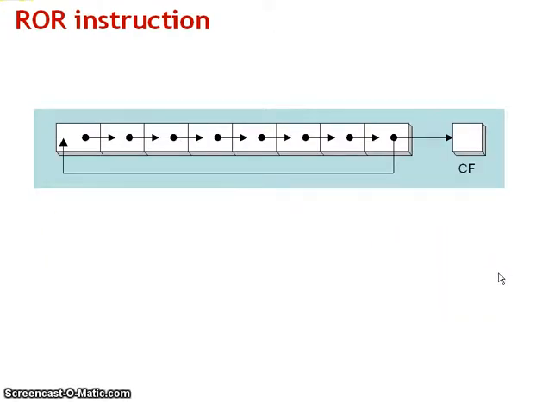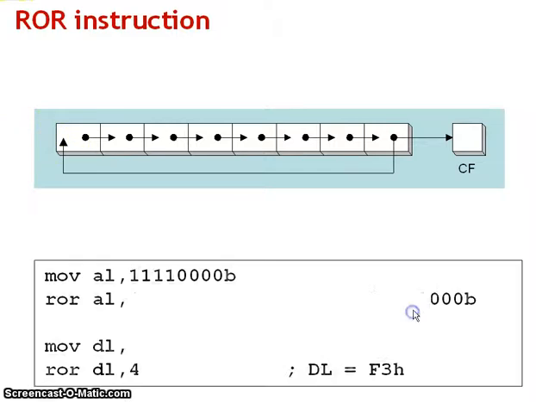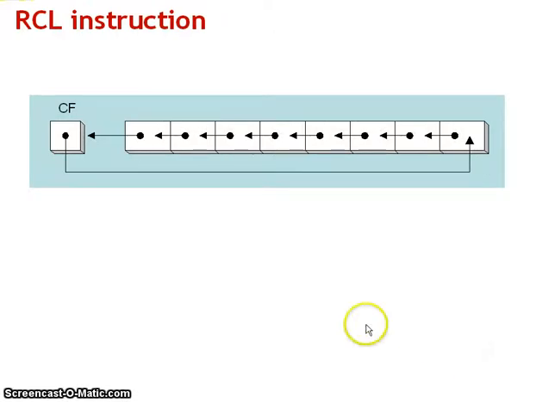Similarly, we have ROR instruction. Here the bits are shifted towards right. The rightmost bit goes to carry flag and the same rightmost bit goes to the MSB. For example, for the same previous data, if AL contains 11110000B, ROR AL, 1 makes AL 01111000B. The application of these rotate instructions is to exchange the nibbles of a particular register. For example, if DL is 3FH, ROR DL, 4 makes its value F3. That means I am exchanging the nibbles of DL register. This can be one of the applications of rotate instruction.